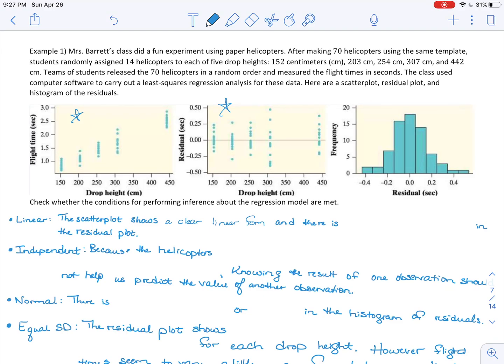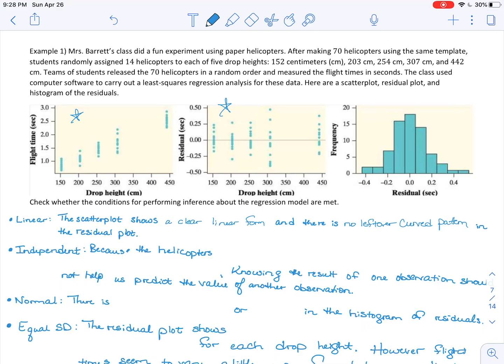But when we look at the residual plot, there's not really any curve here. We just kind of see a bunch of dots everywhere, some above, some below. It's not following any pattern. So I'm just going to put no leftover curved pattern in the residual plot. So we've met the linearity condition.